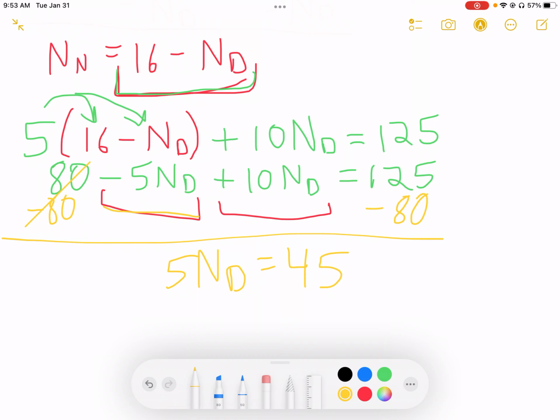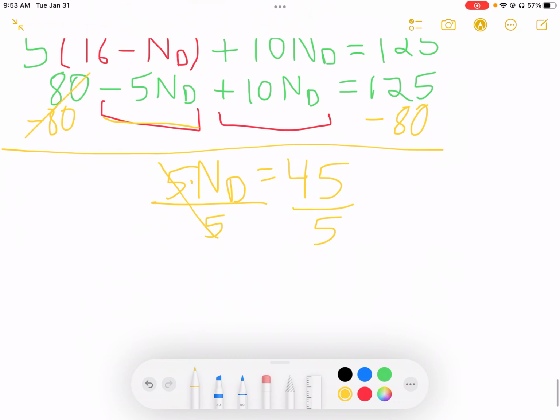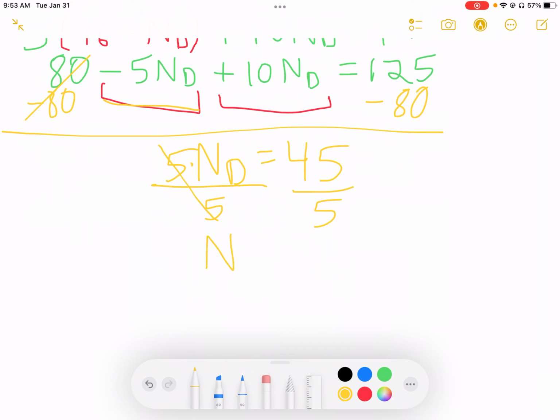In order to find my ND, this means 5 times ND. The opposite of multiplying by 5 is dividing by 5. So I'm going to divide by 5. Equations are balances, so the left side is exactly the same as the right side. If I divide my left side by 5, I have to divide my right side by 5. So then my ND is equal to 9.